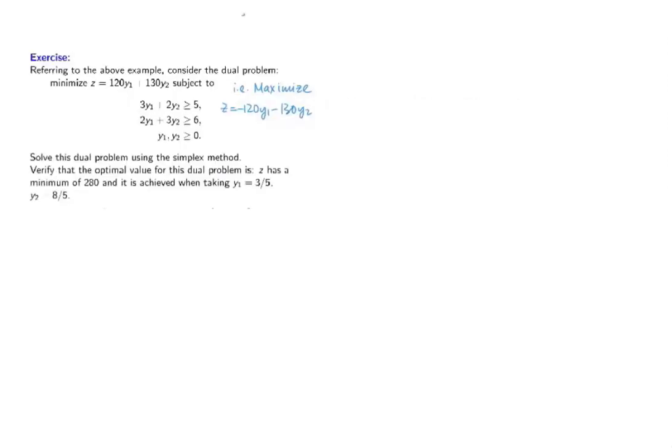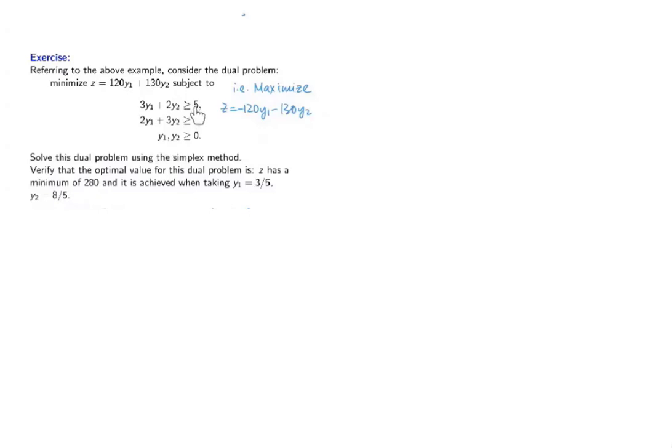Now we would like to solve the dual problem by the simplex method. Recall that our dual problem is to minimize this objective function subject to this constraint inequality with greater than or equals to symbol, and both y1 and y2 are non-negative.